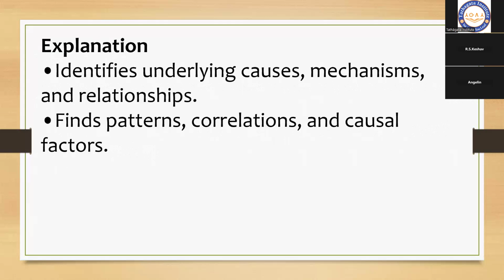The third one is explanation. Something has been already described, but it is not possible for others to understand it. So the key point is explaining whatever is described. And it also explains why this particular research is being taken, and what are the mechanisms and relationships of whatever is being researched. In explanation, one could find patterns, correlations, and causal factors.